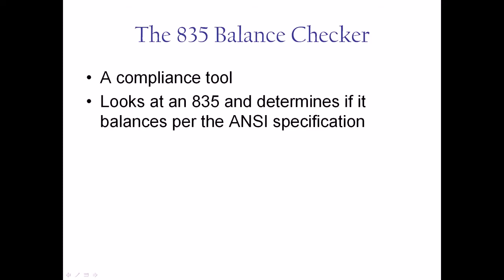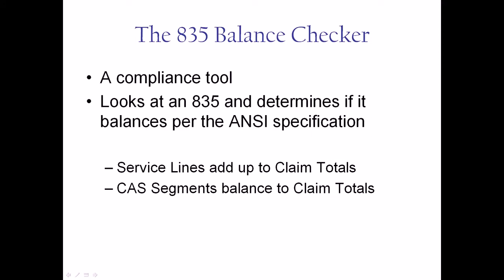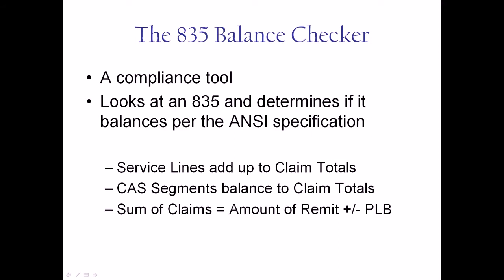It looks at an 835 electronic remittance file and determines if it balances per the ANSI specifications balancing requirements, such as the service lines add up to the claim totals, the CAS segments balance to the claim totals, the sum of the claim amounts paid equal the amount of the actual remittance plus or minus any PLB adjustments, etc.